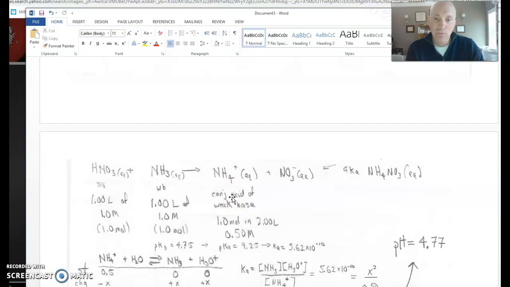So essentially, what's going to affect the pH is the fact that this ion right here can act like a weak acid when exposed to water.